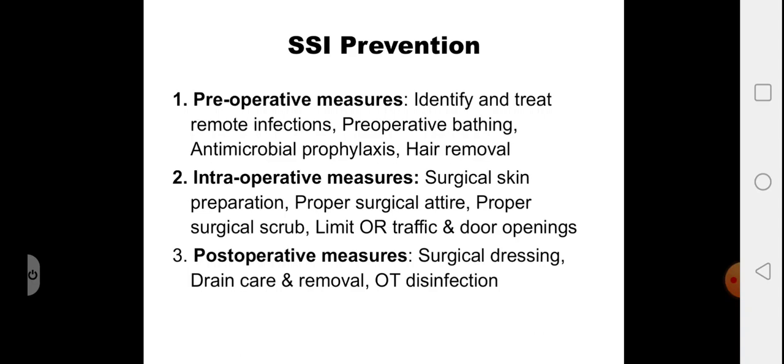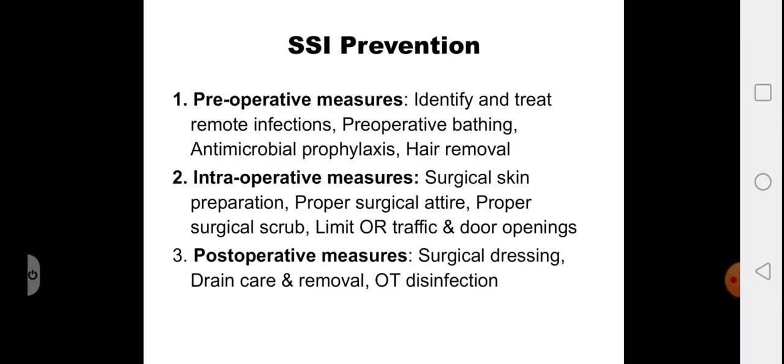Looking into intraoperative preventive measures, proper surgical skin preparation. We have to prepare the skin and do antisepsis with chlorhexidine alcohol combination or povidone iodine, proper surgical attire, and appropriate surgical scrub for 2 to 4 minutes. We have to limit the traffic in the operation room. There should not be too many people in the room, and the doors of the operation room should not be opened frequently. There should be appropriate ventilation, a laminar airflow system that is unidirectional, and appropriate air exchanges in the operating room.